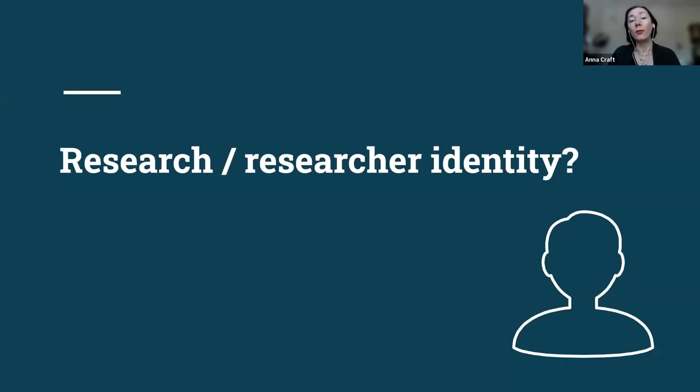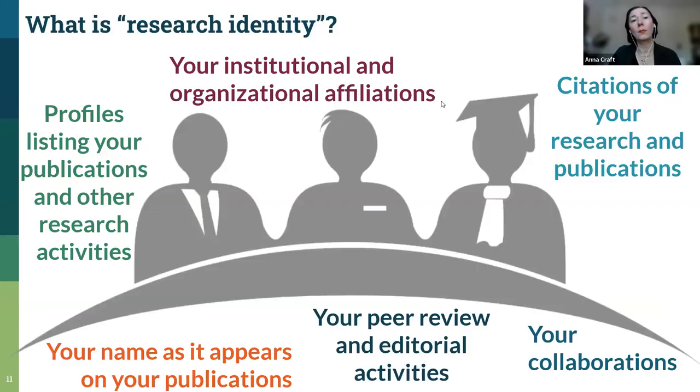So first, research and researcher identity. What is this? So, this can be a lot of different things. It could be profiles online and some of these systems that we're going to talk about that list your publications and your other research activities. It could be your affiliations with institutions like UNCG and other research or academic institutions. It could include citations from others of your research and publications. It could include your research collaborations, your peer review and editorial activities, even the way that your name appears, how you have that written on your publications.